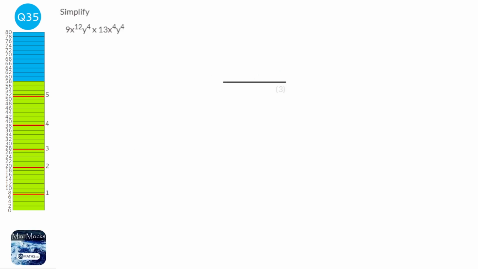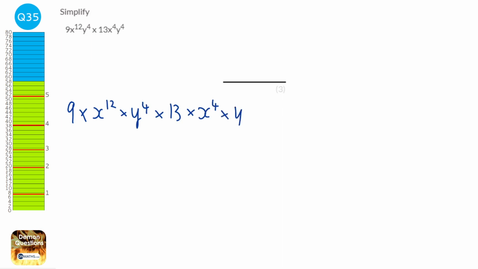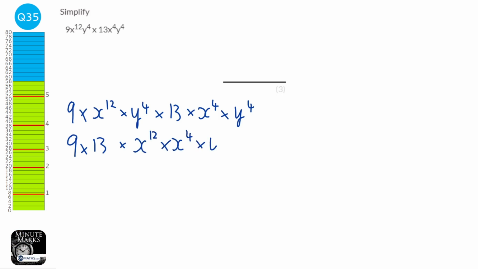There's a lot going on with this question, so what I'm going to do is I'm going to put in all of the times signs that we don't normally show. So we've got 10 times 12x times y to the power 4 times 13 times x to the power 4 times y to the power 4. And I'm going to reorder these to put the numbers together, first of all. And with multiplying, it doesn't matter which way around you do it, so I'm not changing anything. I'm going to put the x's together. And I'm going to put the y's together.